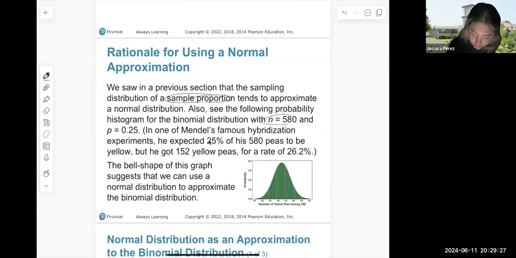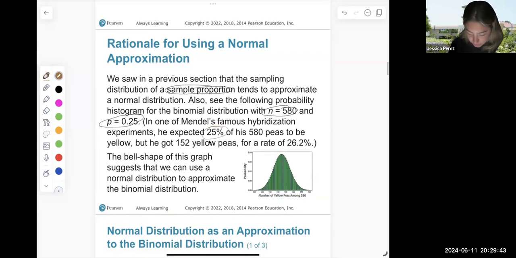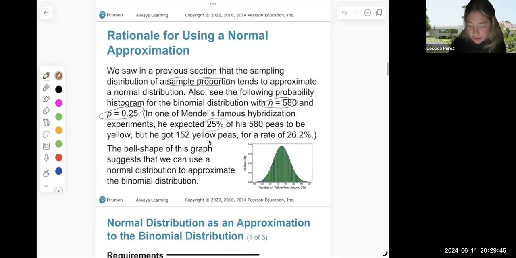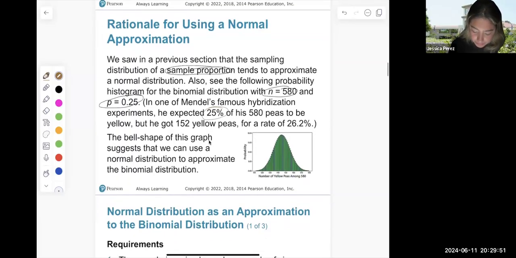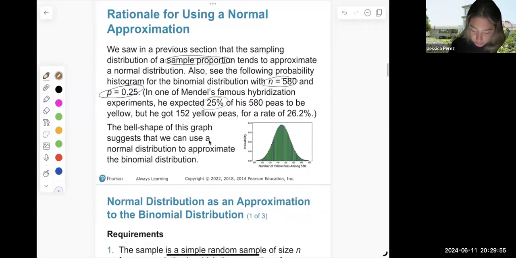So this is our n value. This is our P. And it's saying that in Mendel's famous hybridization experiment, he expects 25% of his 580 peas to be yellow, but he got 152 yellow peas at a rate of 26.2%. The bell shape suggests that we can use an approximately normal distribution to approximate the binomial.